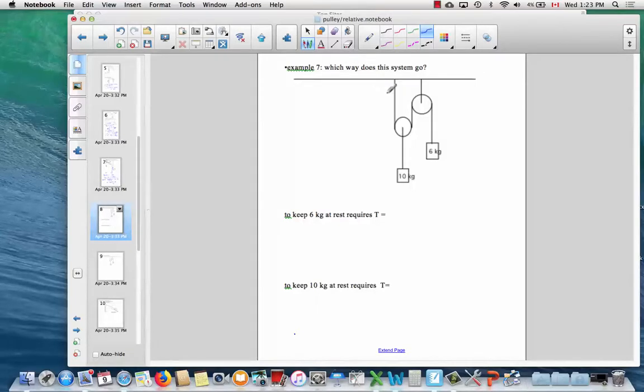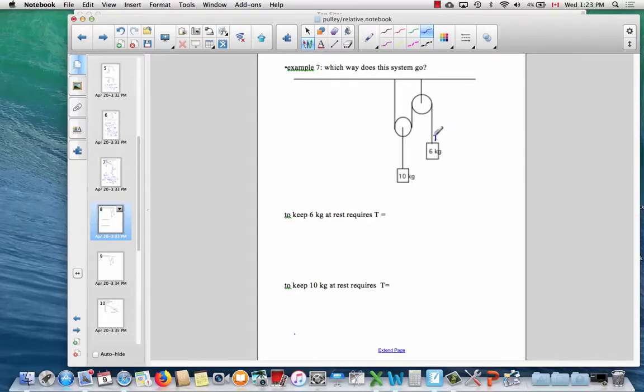Now, it's important that we're able to do a bit of reasoning to figure out which way these systems are going to go. In the previous problem, it was obvious. Both of the masses were going to drop. But here, if the 10 kilogram were to drop, then the 6 kilogram would go up. So these are going to have opposite senses for their accelerations. And it's not immediately clear, because of the doubling of the string here, which way this system will go. So we do need to be able to use a bit of reasoning.